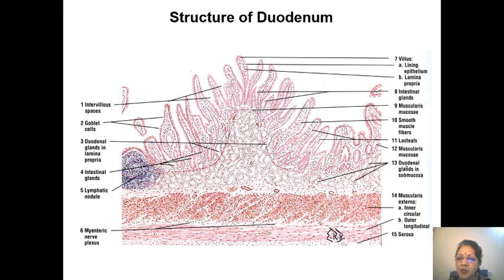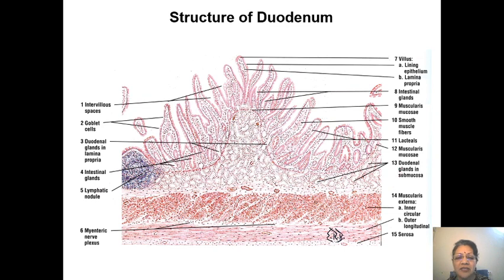Then muscularis mucosa, duodenal glands in submucosa, very important. You see mucin secreting, therefore pale staining. They do not stain like your salivary gland or like your pancreas. They stain like the esophageal glands, which were also mucin secreting, right?